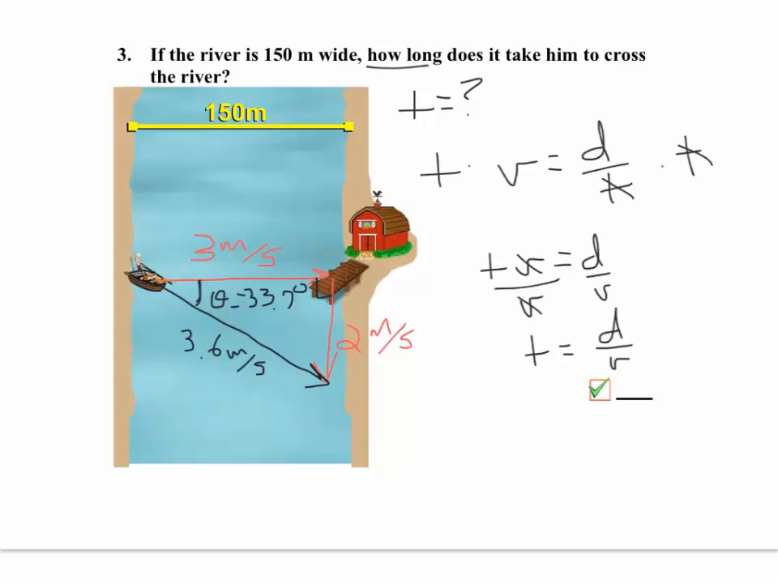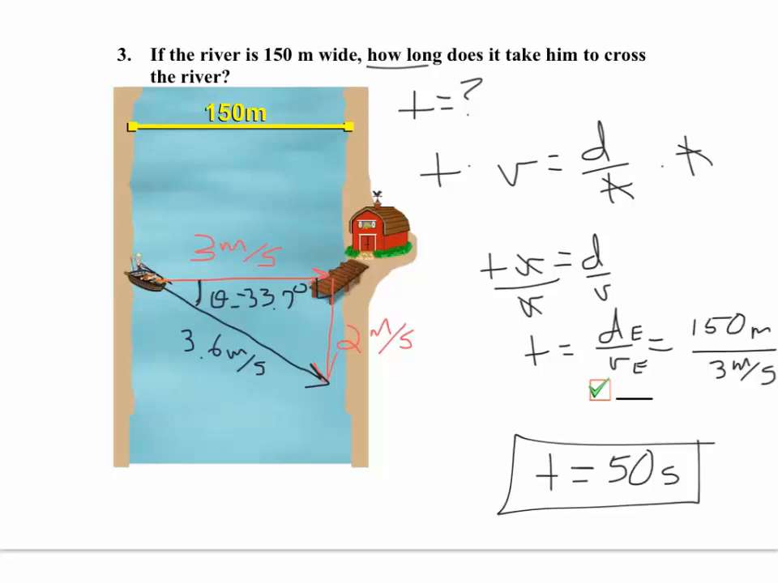So do a little algebra and solve for t using your v equals d over t equation, and now be careful when you plug in. We need to make sure the displacement and the velocity are pointing the same direction or this equation is not being used correctly. Note that I put a little e on the displacement and the velocity to represent that this is the displacement that's going east, and I need the velocity that goes east too. So I plugged in 3 meters per second and not 3.6 meters per second, which is a common mistake. And you get the time at 50 seconds.